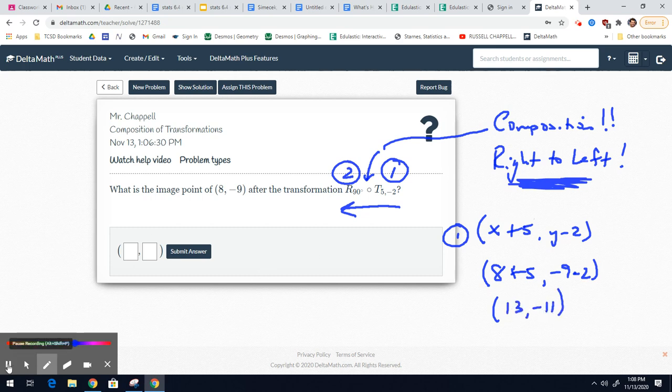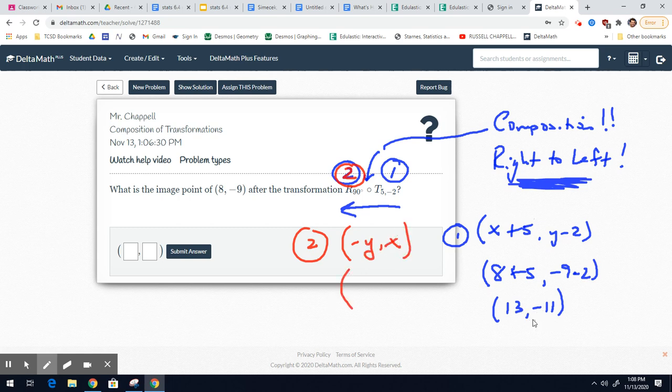Great. Now we're going to do the second transformation. We're going to rotate 90 degrees. So remember, when you rotate 90 degrees, the two coordinates flip and the first coordinate becomes opposite of what it is. So you're going to take these two numbers and flip them. The -11 is going to come first, but the -11 is going to become opposite. The 13 goes second and it stays the same. And that should be your new point, 11, 13.